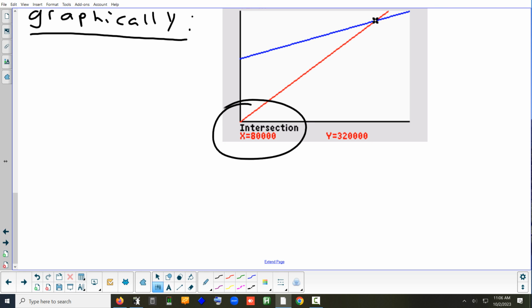So if they make 80,000 shirts, it costs $320,000. And then they're also going to take in $320,000. They're going to take in exactly as much money as it costs to make them. That's why it's the break-even point. Okay, so any questions on how we found the break-even point algebraically or graphically?